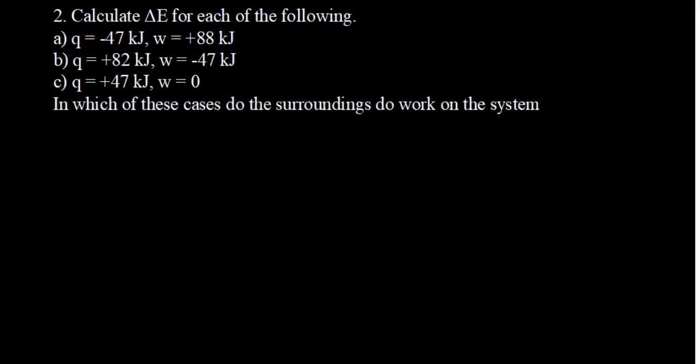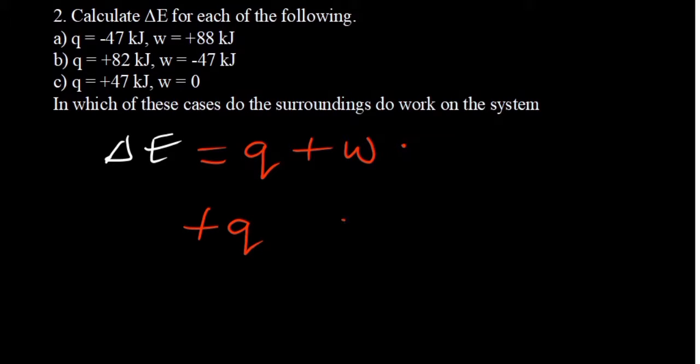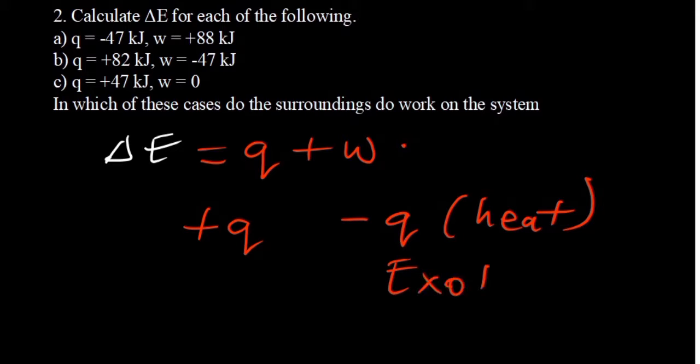Calculate the change in internal energy for each of the following. It's very important to understand that the change in internal energy is given as a summation of heat energy of a system, which can either be lost or gained, and work. In some cases Q is positive, sometimes negative. This denotes heat. When heat is lost to the surroundings, it's negative, and that is an exothermic reaction. It tends to be positive when it is being gained, and such a reaction is said to be endothermic.